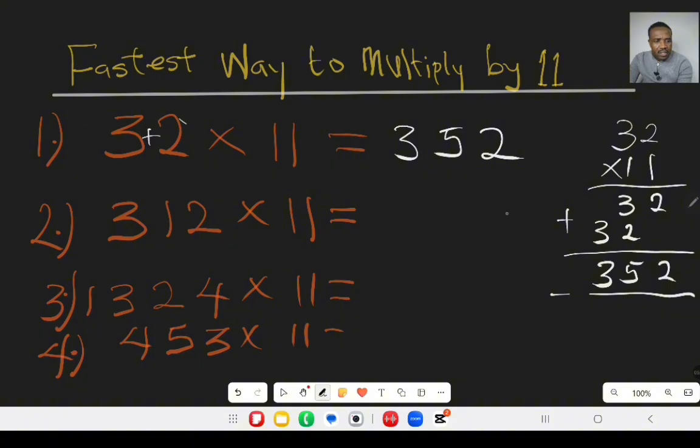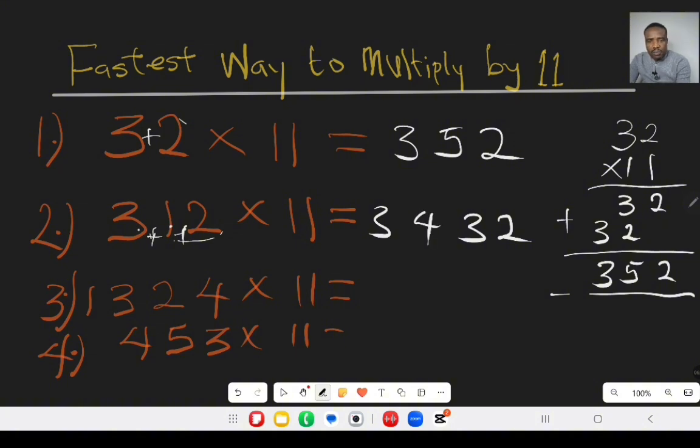If you have 3 digits, write the 2, write 3, then what we do here, we add the first 2 digits, which gives us 3, and we add the second 2 digits, that is 3 plus 1, gives us 4.